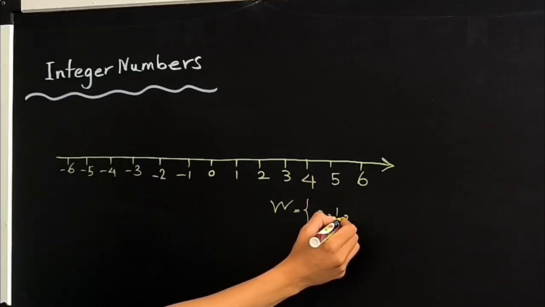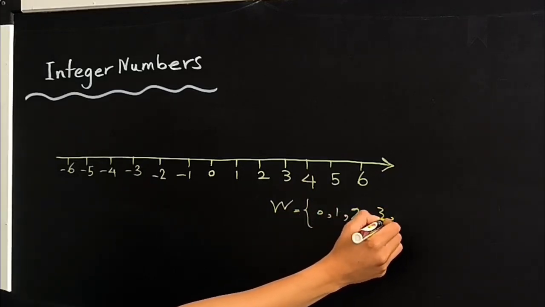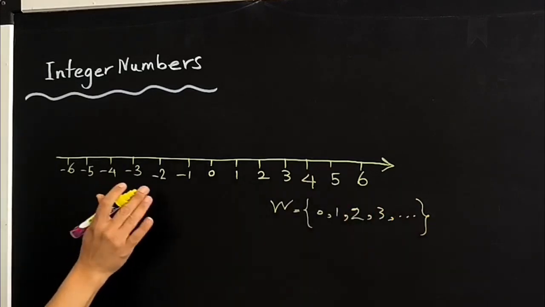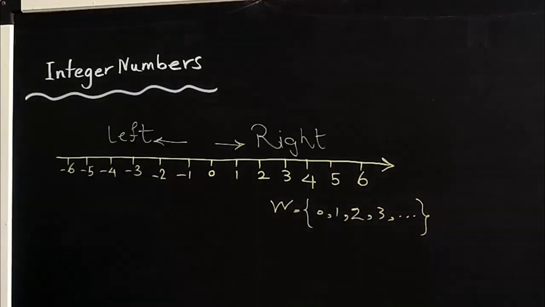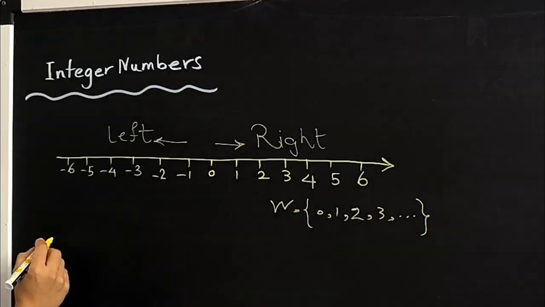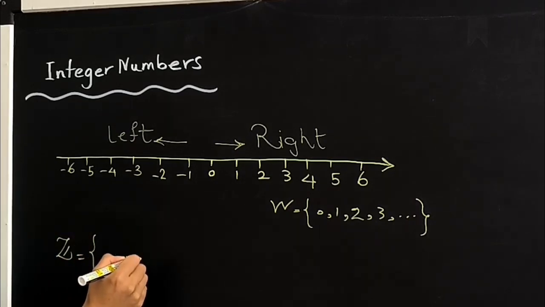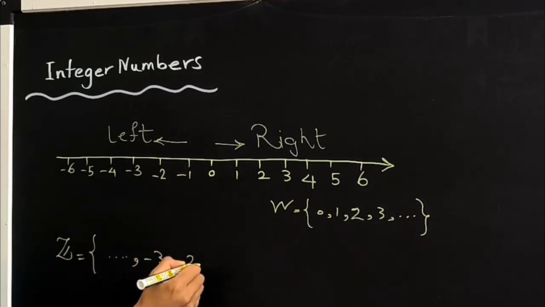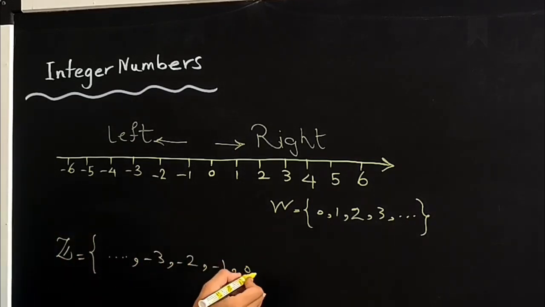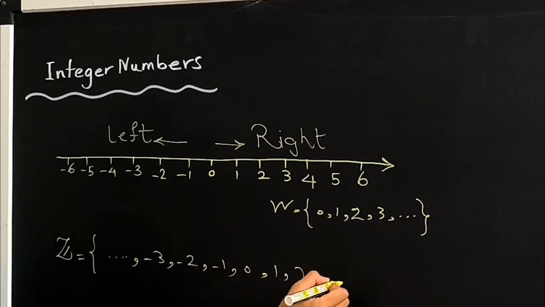They are located to the right of 0 and form the positive numbers. To the left of 0, we see the negative numbers. Keep in mind that 0 itself is unique, it is neither positive nor negative. Now, the set of integers, which we represent by the letter Z, is written like this: positive numbers on the right of 0, and negative numbers on the left.